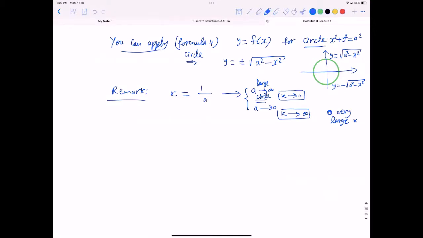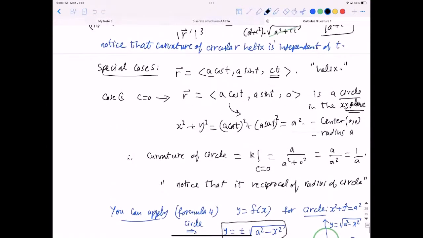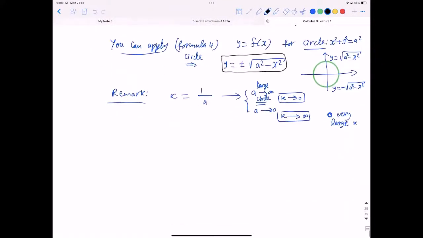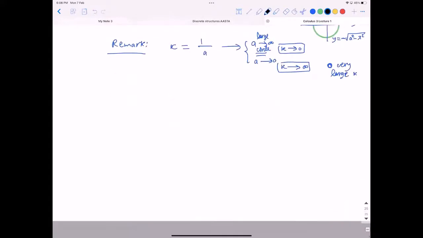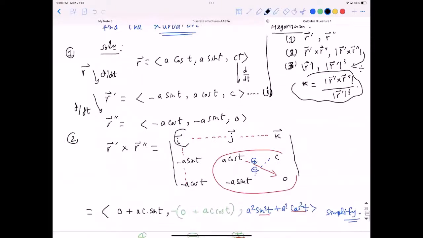So let's solve one easier example. As you said, you can use formula 4 for this. You differentiate this twice, but it gets complicated because of the square root, the first derivative and second derivative and all of this. But when using cosine and sine, this parametric form makes life easier. So let's have some other example. I'll bring it from the previous lecture.